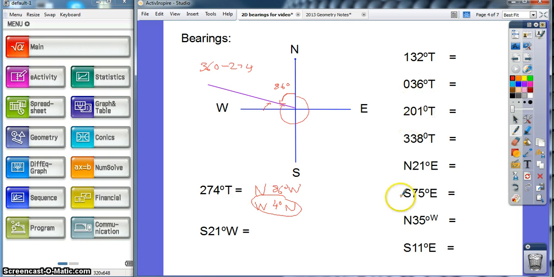So all the examples we've got over here on the right hand side, you can see, involve north and south to start off with. Okay, so this is a true bearing, this is your reduced bearing or cardinal bearing, and that's how you get between the two that way.